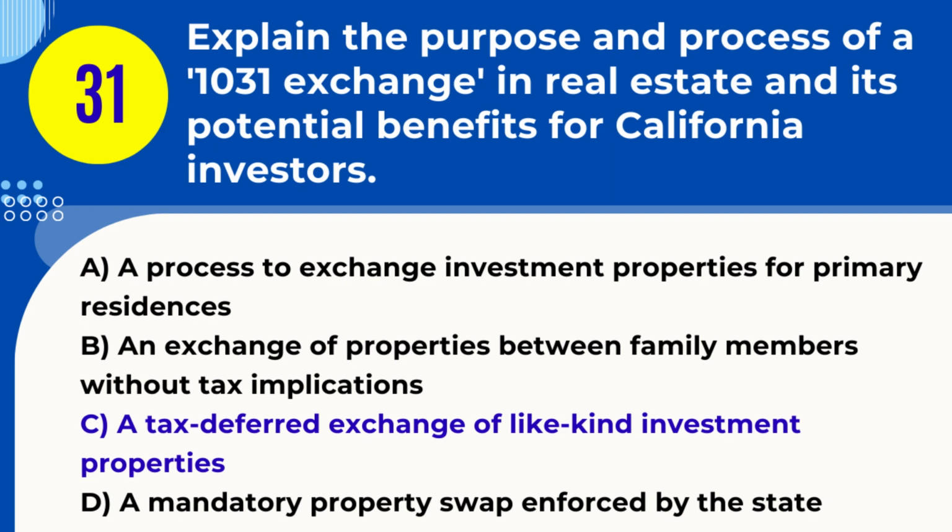Answer. C. A tax-deferred exchange of like-kind investment properties. Explanation. A 1031 exchange in real estate allows investors in California to defer capital gains taxes by exchanging one investment property for another like-kind property. This process can significantly benefit investors by preserving capital and leveraging tax deferral.